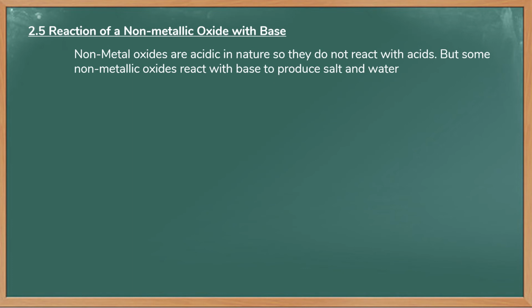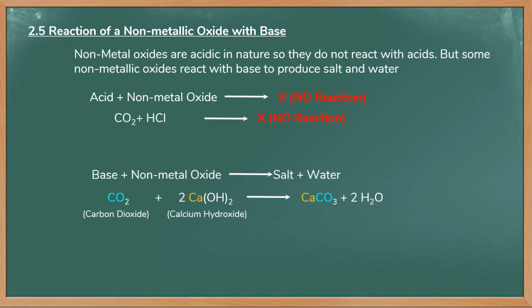Non-metallic oxides are acidic in nature, so they do not react with acids. Some non-metallic oxides react with bases to produce salt and water. So, when we mix carbon dioxide, which is a non-metallic oxide, and hydrochloric acid, there is no reaction. Whereas, carbon dioxide reacts with the base calcium hydroxide, Ca(OH)2, to produce a salt, calcium carbonate, CaCO3, and water.